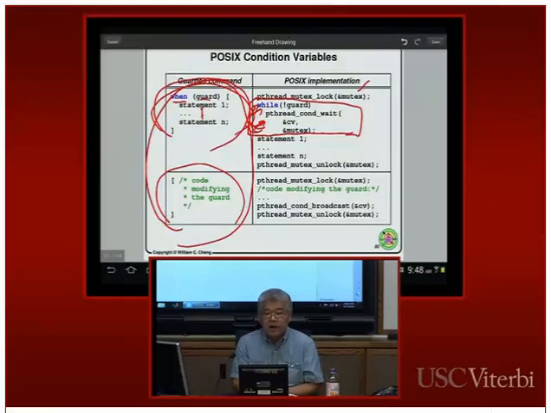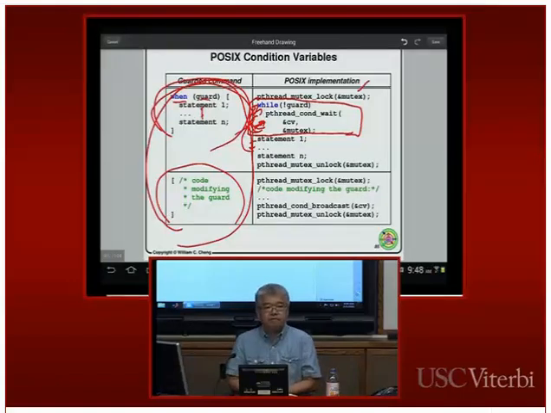So you keep staying in this loop until eventually you have the mutex lock and the guard becomes true. Okay, so at this point, you see that the guard is true, and then you jump out of the while loop and execute statement 1 all the way through n. Then when you're done over here, you unlock the mutex.